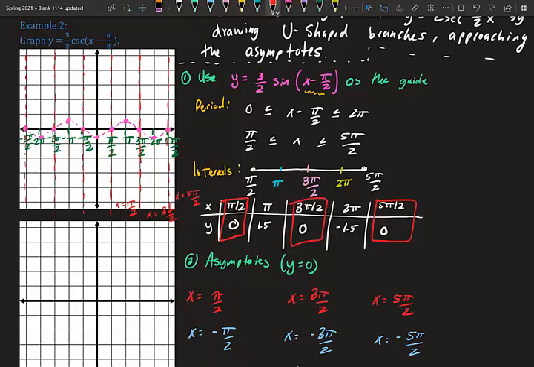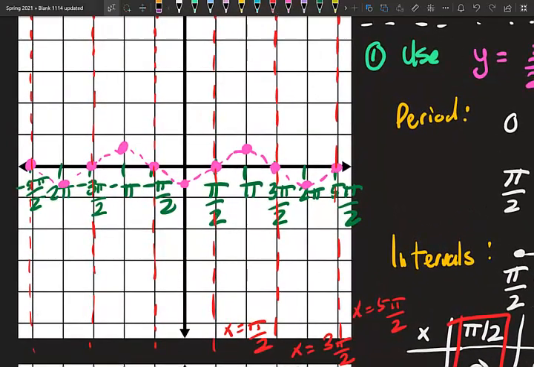Now what we're going to do is use the points we have and create branches. If the point's on the top, it's going to be a happy face. If the point's on the bottom, it's going to be a sad face. So our first point in between the guidelines, right here, you see how it's on the lower half? So it's going to be a sad face using our guidelines. The third step is to sketch the graph using U-shaped branches. That's what we're doing.